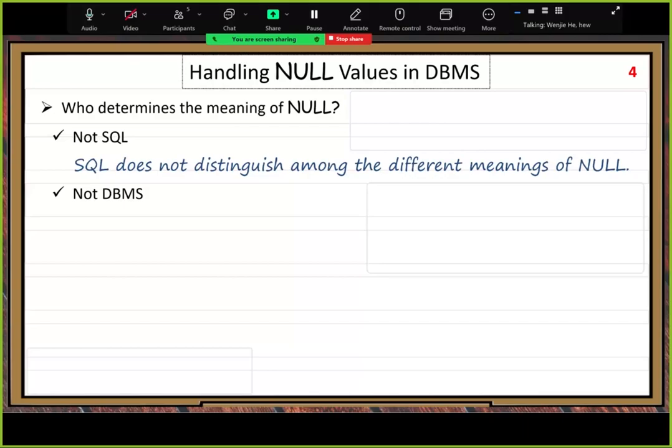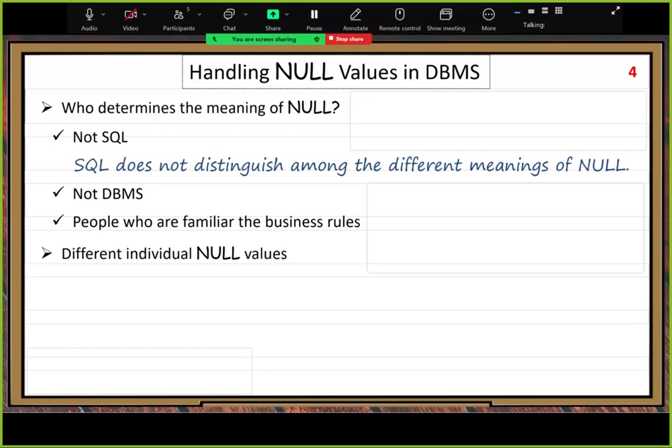Because that meaning is related to your business. People who are familiar with the business rules can tell what the specific meaning of the null value is. Sometimes you, as programmers, may not know because you may not be familiar with the business rules, right? So you need to communicate with the business people: what's the specific meaning here?